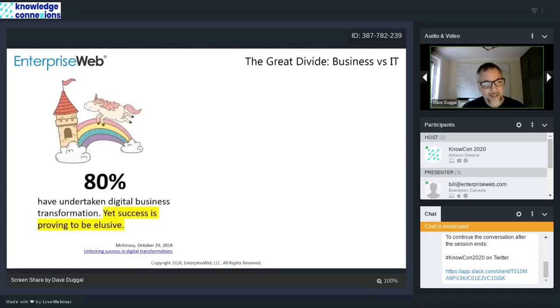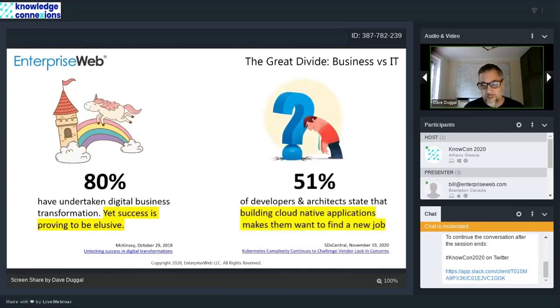As to the digital business, it's a very vague term, just like agile and all these other terms used in the IT industry, and it's been elusive. 80% of businesses want it, yet 51% of developers and architects that work on digital business transformation say they want another job. That's a pretty astounding statistic. That's from November 19th of this year, so a week or so ago. Half of the developers tasked with actually achieving this digital business are going crazy. They need help. They need better abstractions. They need better tooling to make their job easy.